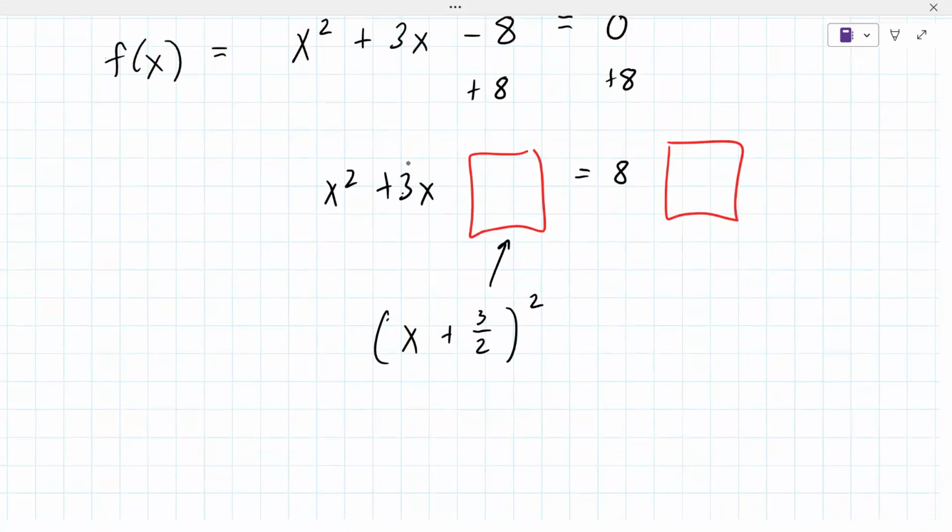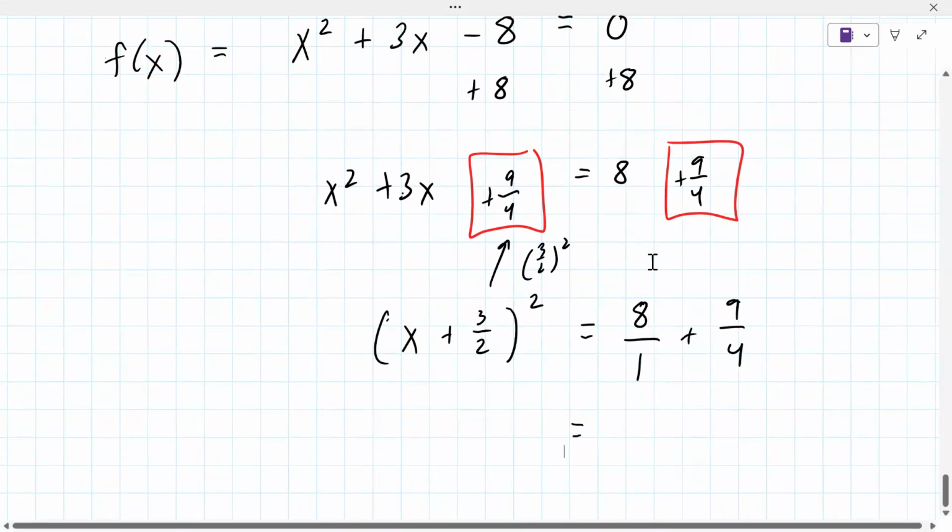And then what goes there? Well, you're squaring 3 over 2. So it's 9 over 4. 9 over 4. Okay, so it's doable. It's just awkward, we'll say. Right. And then on the right here, you have to combine fractions, which, you know, if you haven't done that in a while, that could be an issue.